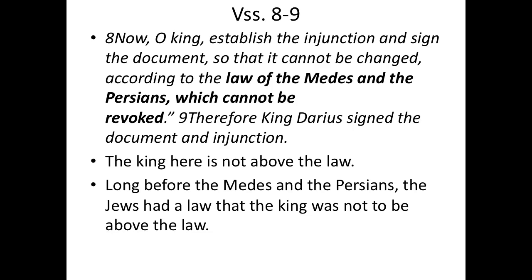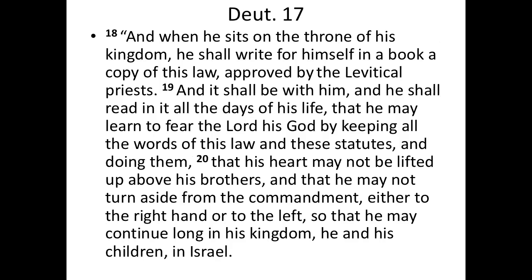But long before the Medes and Persians were ever on the map, the Jews had a law that the king was not supposed to be above the law either. So in Deuteronomy 17, this is before they've even gone into the promised land, well before they go in, and well before they have a king.